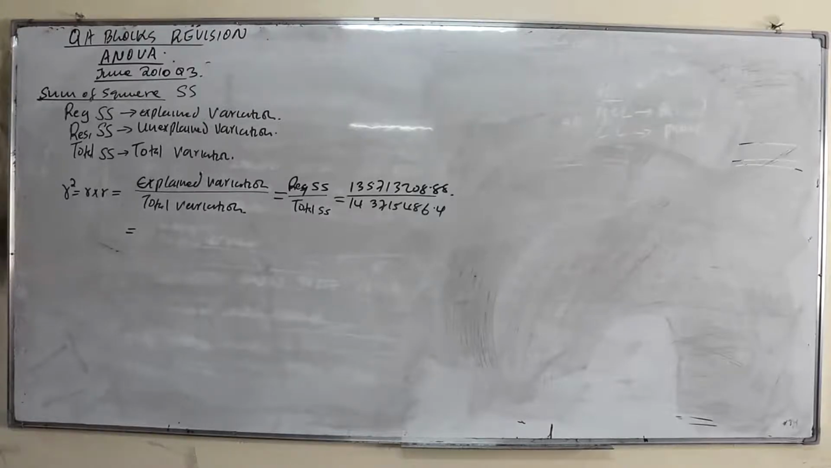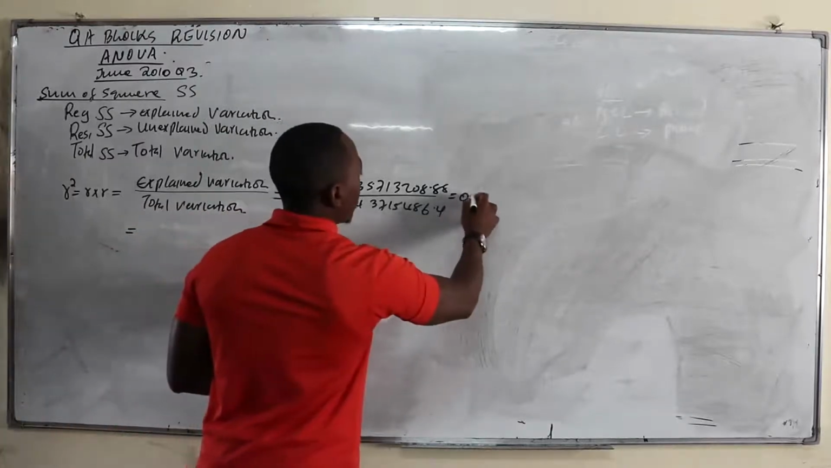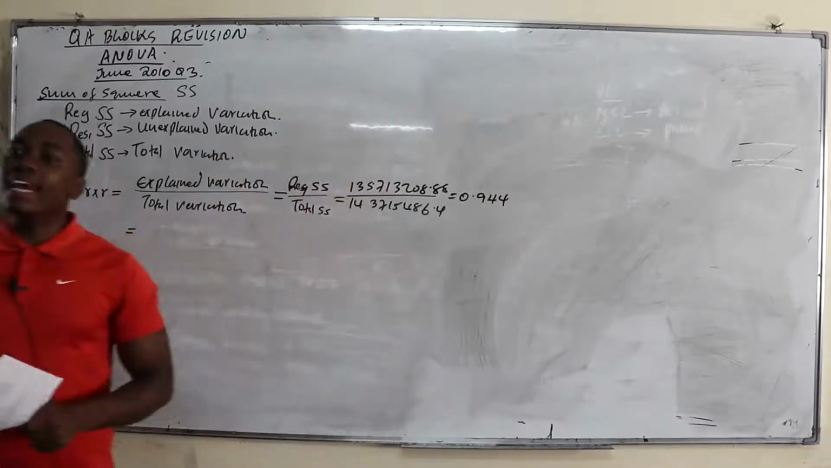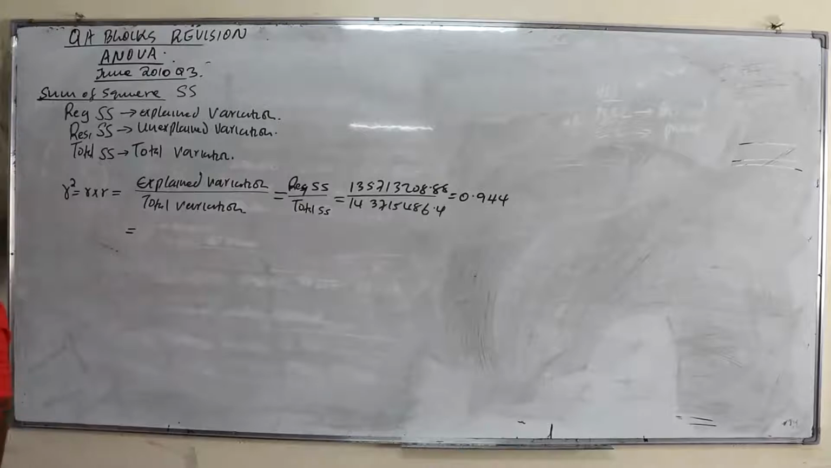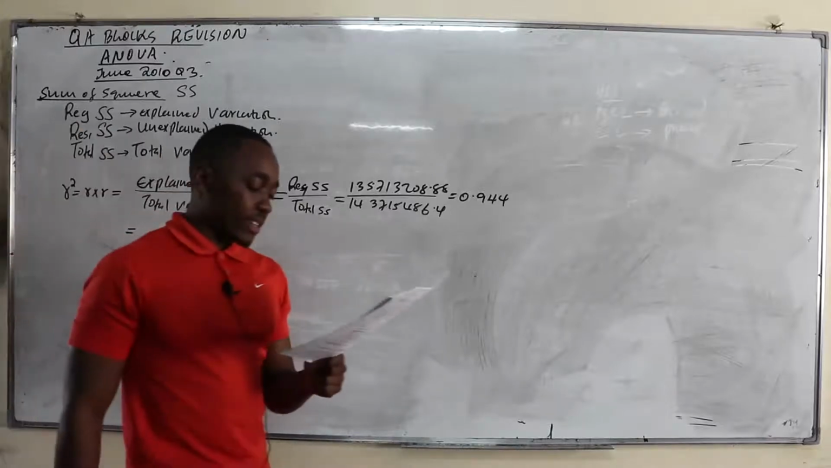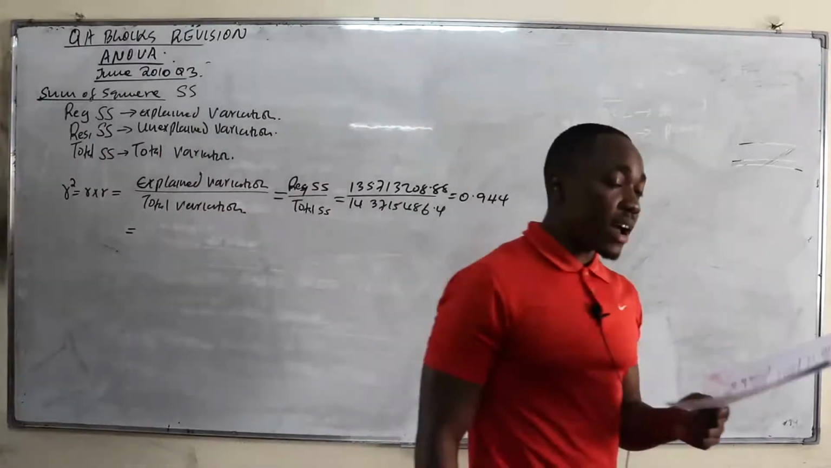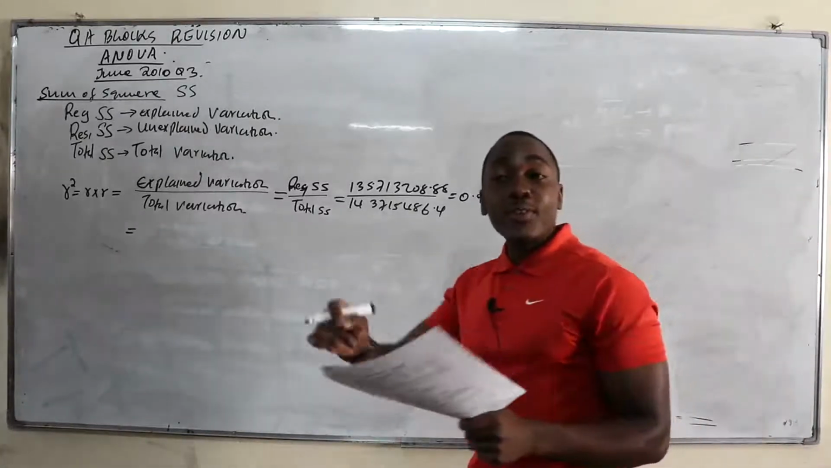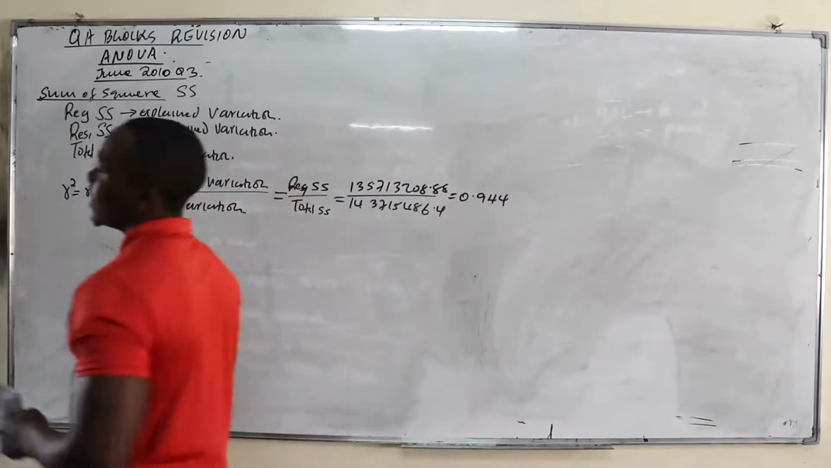You are getting 0.944. Now, can we go back to the first table? The model summary. At the model summary, we have R squared. How much is R squared? We are given 0.9444. That's how we get that.